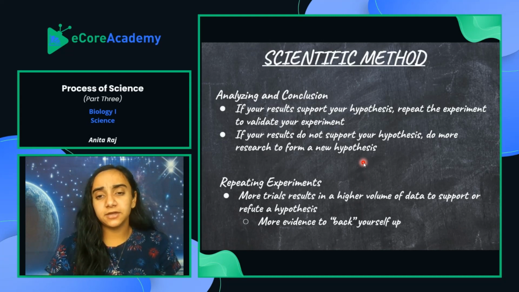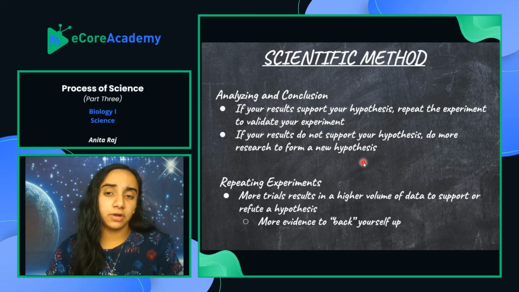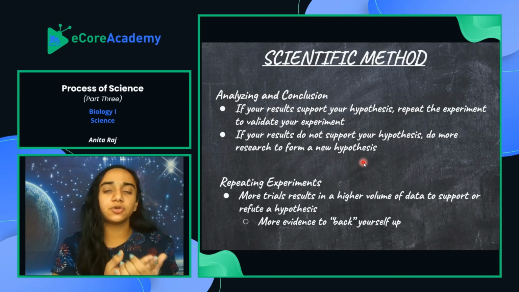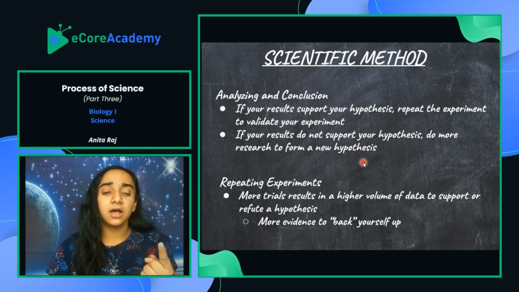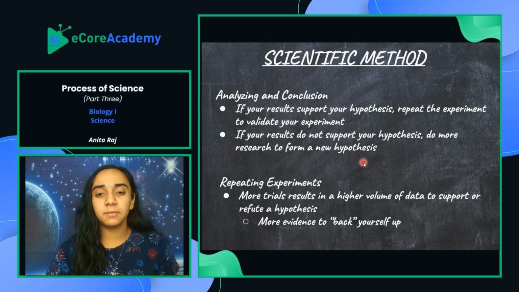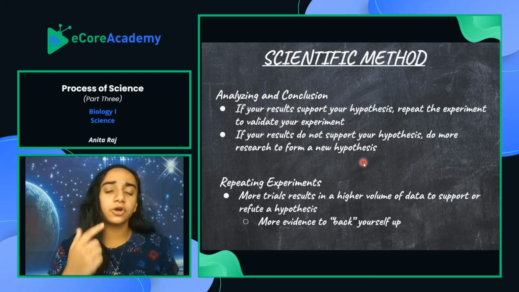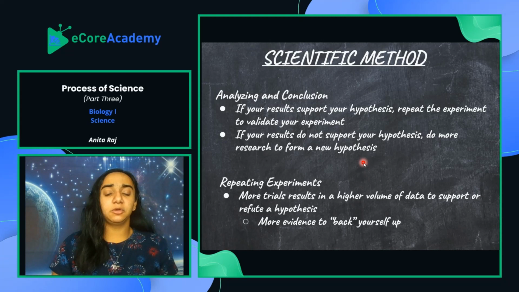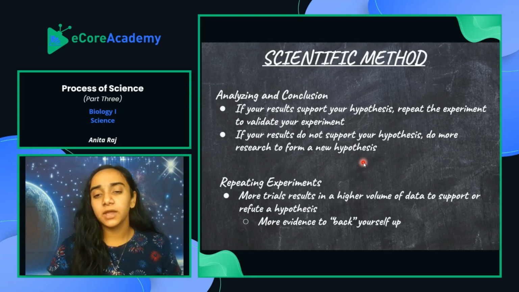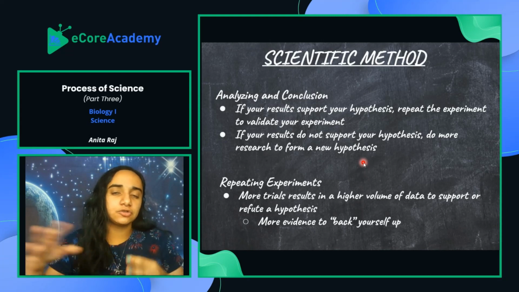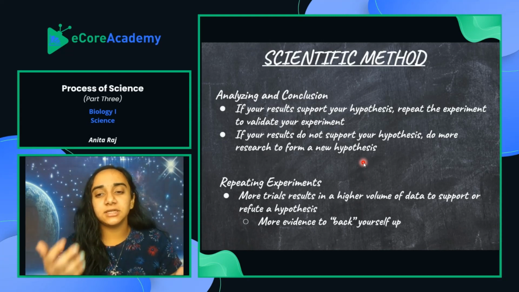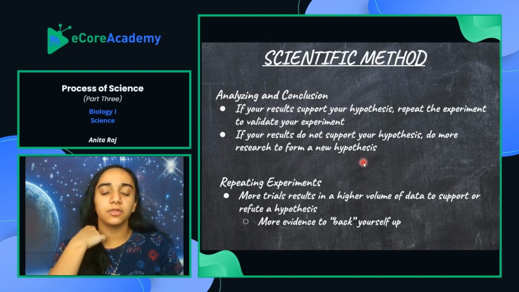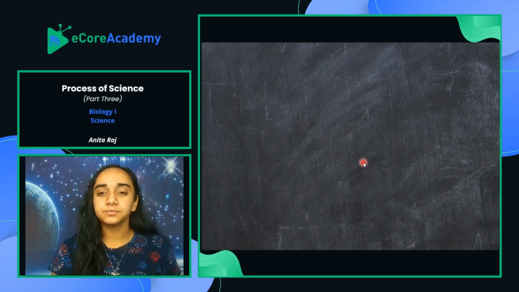So what happens is if your results end up not matching your hypothesis, meaning they just don't support your hypothesis, they actually support whatever is opposite to your hypothesis, all you want to do is go back and repeat the process. You want to do more research and see possibly why your hypothesis was wrong. And then you might want to form a new hypothesis. Either you alter your current one or you just trash it and you form a new one because you see that the more research you've done, the more you believe in something else.